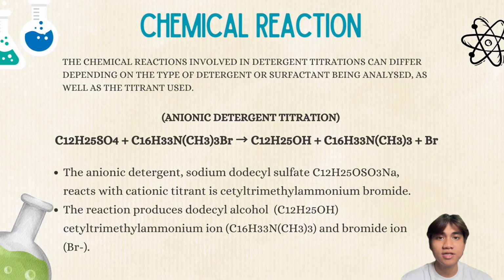Chemical reaction in detergent depends on which type of the detergent or surfactant being analyzed and also the titrant used. We will go through the example of anionic detergent titration. The detergent that being used is sodium dodecyl sulfate, which is an anionic detergent. It reacts with cationic titrant, which is tetramethyl ammonium bromide, leading to formation of the dodecyl alcohol along with the tetramethyl ammonium ion and bromide ion.